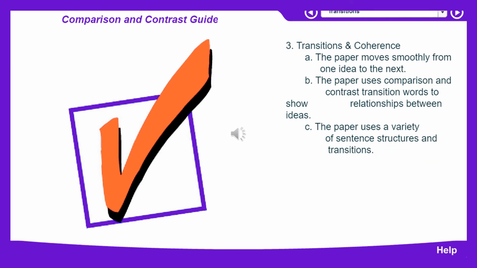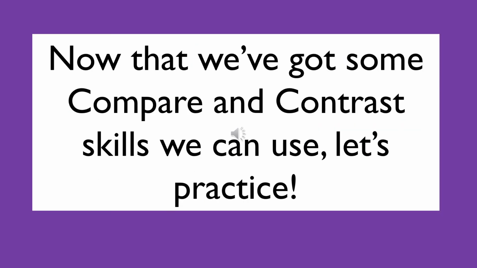The last thing you'd be graded on is transitions and coherence. The paper needs to move smoothly from one idea to the next. The paper needs to use comparison and contrast transition words to show a relationship between the ideas. And the last thing is, the paper uses a variety of sentence structures and transitions, so it doesn't sound too monotonous or boring. Now that we've got some compare and contrast skills, we're going to use them to practice together.